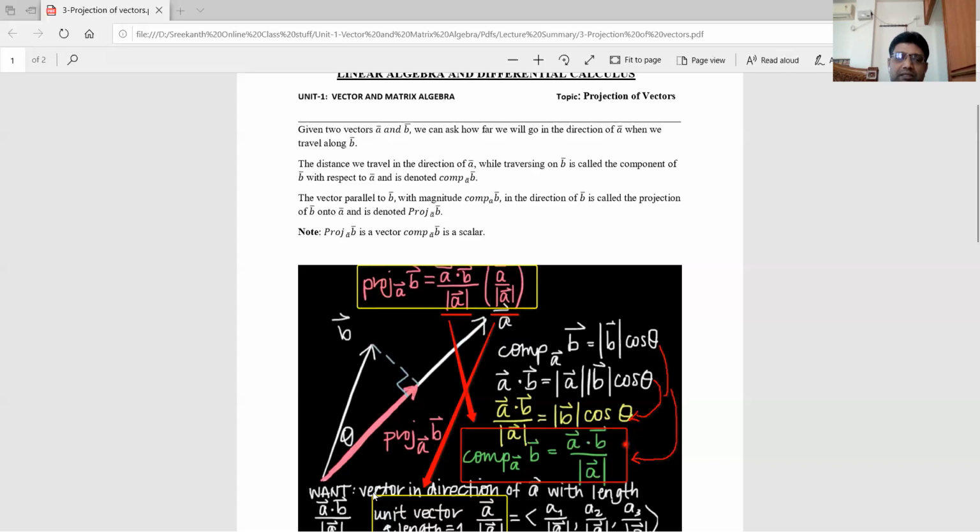So for that, what we want is a vector in the direction of A bar with unit length. So to calculate the projection, we already know the magnitude. The magnitude is A bar dot B bar by magnitude of A bar, and I am multiplying it with a unit vector in the direction of A bar, that is nothing but A bar by mod A bar. Okay, so this is the procedure to calculate the projection.